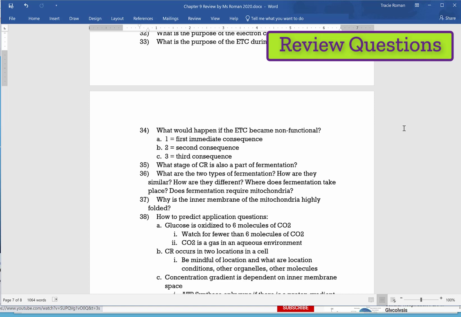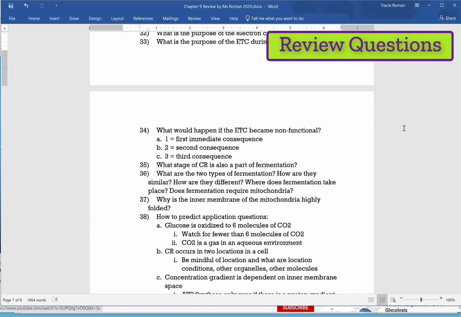For these types of questions, where something's gone wrong or doesn't work anymore, you always want to think of the very first immediate consequence. And then what would be the second consequence? What's the third consequence? An incorrect answer would be cellular respiration would stop. No duh, of course it would, but that's not really the question. The question wants to know what is the first immediate consequence.